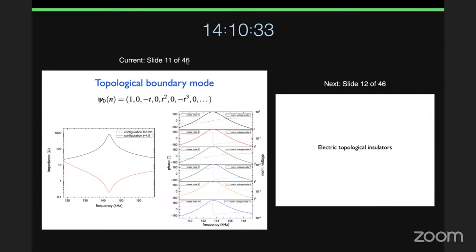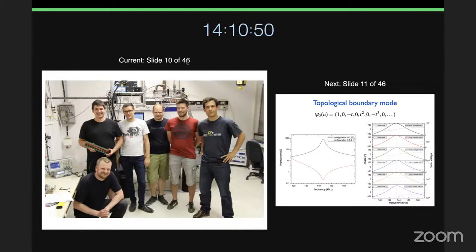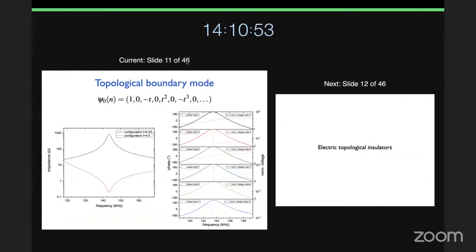From the viewpoint of an electrical engineer, it is quite estranging how changing the boundary condition of an, if you wish, infinite chain of alternating capacitors changes the impedance so much, right? But we understand why that is, because of the existence or non-existence of these zero modes. And as you can see, it's a logarithmic scale. So the impedance changes by more than 4 orders of magnitude, just by varying the boundary condition of the SSH.